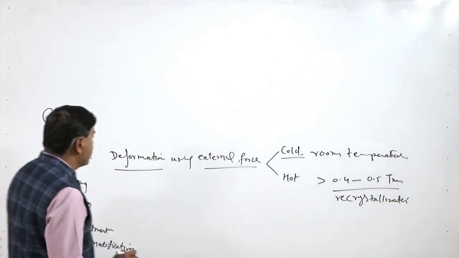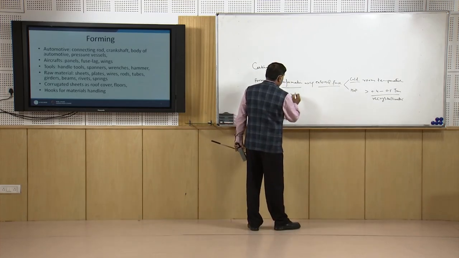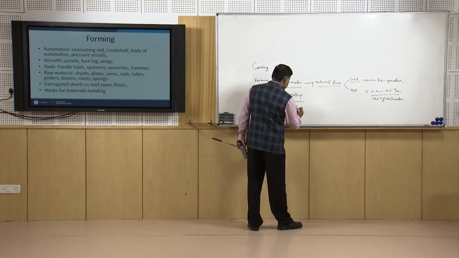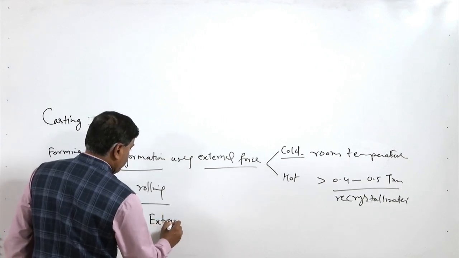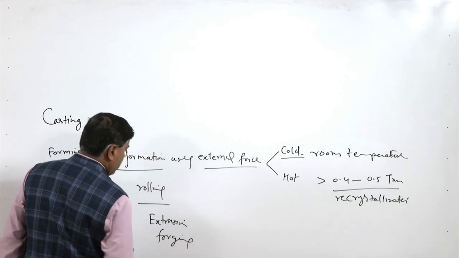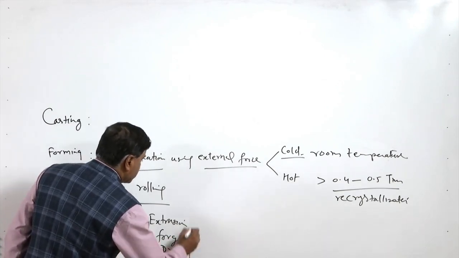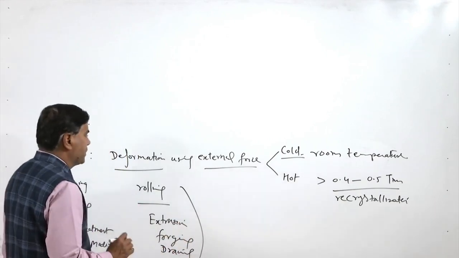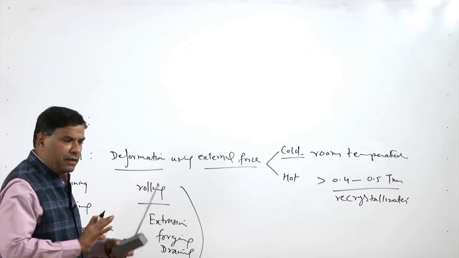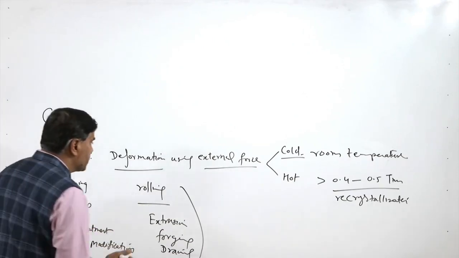As far as the application of the deformation based processes, for example, rolling, extrusion, forging, drawing, these are some of the bulk deformation based processes which are used for achieving the larger shape or the primary shape of the product which is to be made.